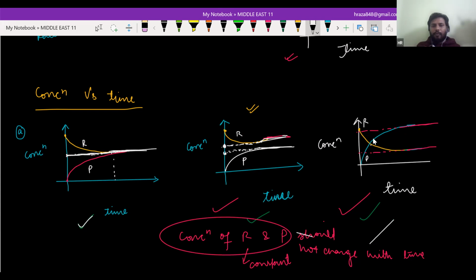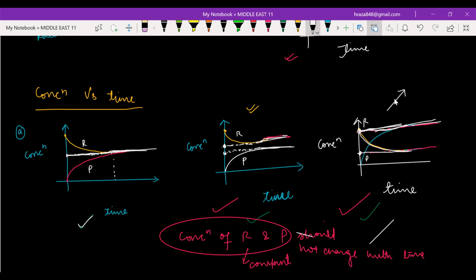Now if you go for this, after some time it is going parallel to the x-axis. This is for product and this is for reactant, because the reactant is coming downwards. So the concentration of reactant as well as product is constant, which means it is satisfying the condition of equilibrium. Is that okay? Yes. Okay, thank you.